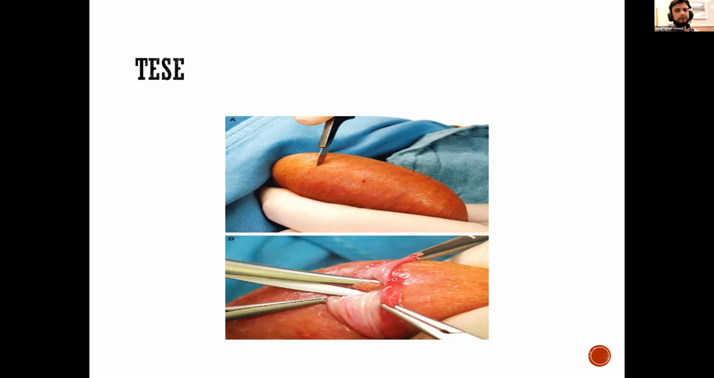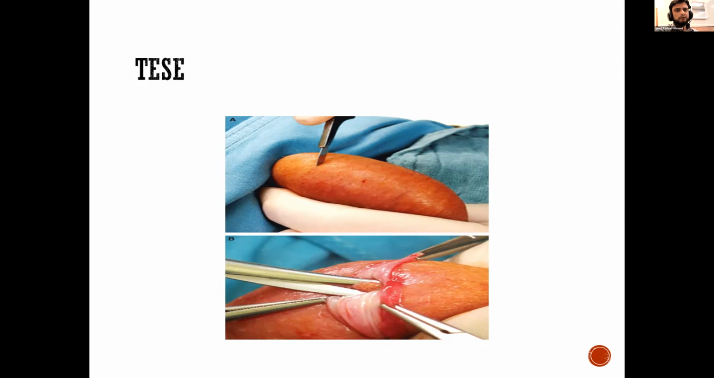I usually make a stay suture with Vicryl 4-0 or 3-0. I hold it on an artery clip, and then I make a small incision, as you can see in the picture. And you take a small chunk from the seminiferous tubules.